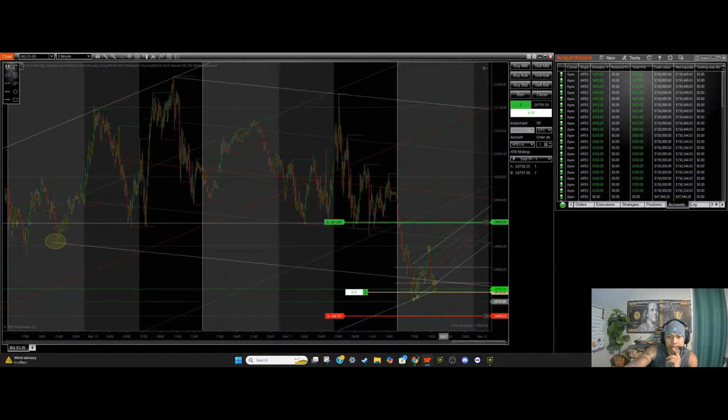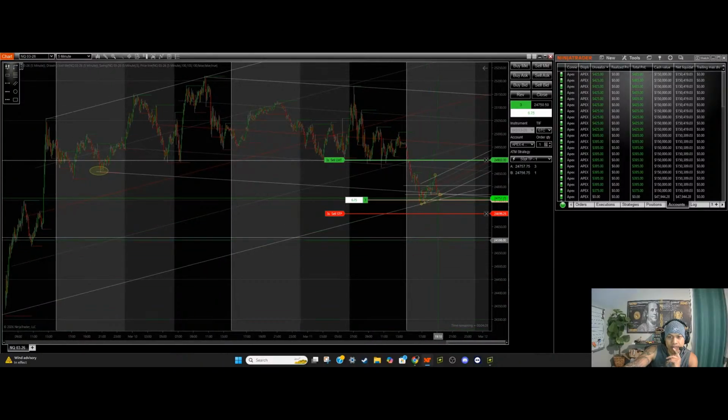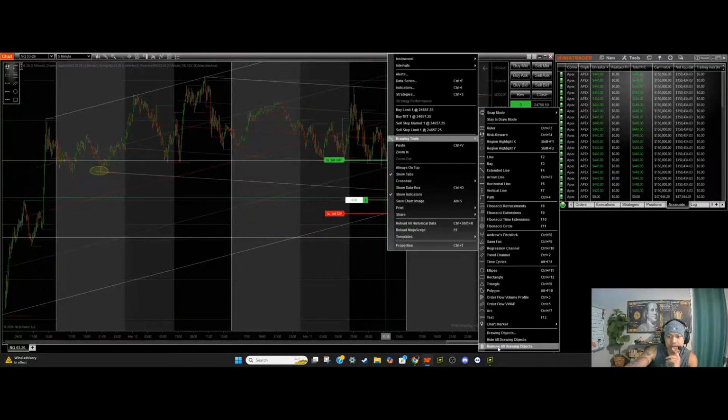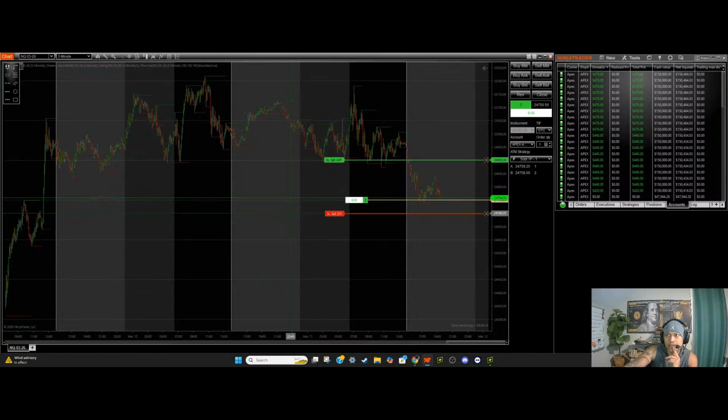But we are on a lifeline right now because if we fall below this 24,750, it could get very ugly to the downside. Could get very ugly. Now, if I delete all of my drawings here and clean it up, I'm going to analyze the downside range. So let's analyze the downside range here. This is what I would do.